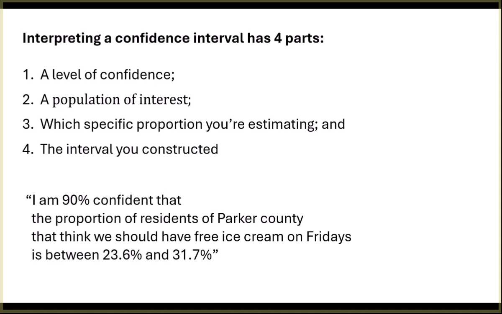So I'm 90% confident. Okay, there's my level of confidence. That the proportion of residents of Parker County. Okay, I just told you my population, the residents of Parker County. That think we should have free ice cream on Friday. Well, that's what I was interested in finding out, right? That's what I'm trying to guess about the residents of Parker County. And then the last thing is, what's my interval? Well, in this case, it's between 23.6% and 31.7%. So in 1 sentence, you can interpret a confidence interval.